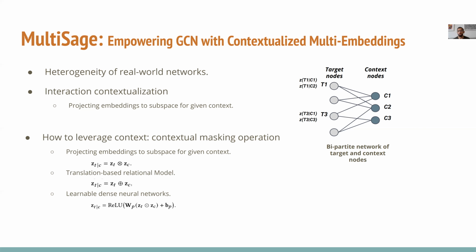The same for T3. How do we calculate this, T1 given C1? There are many ways to do it. We can have an element-wise multiplication. We can have a summation, or element-wise summation. It can also be learnable through a neural network. They tried all these methods in this paper, and they found that the element-wise multiplication somehow gives better results experimentally.